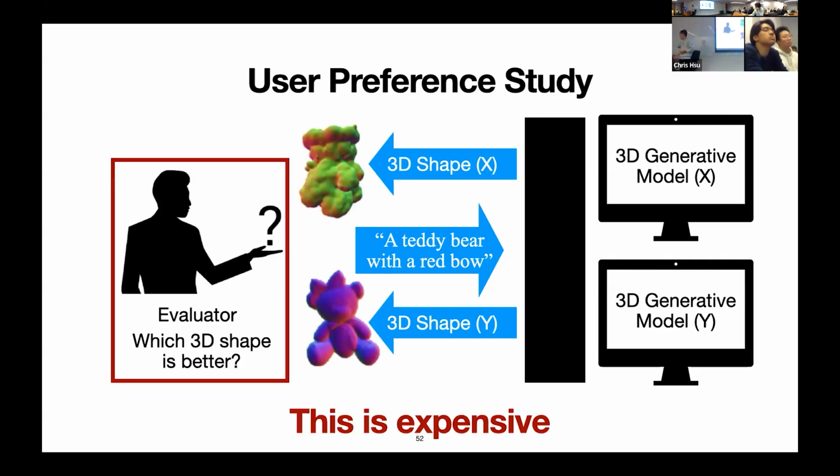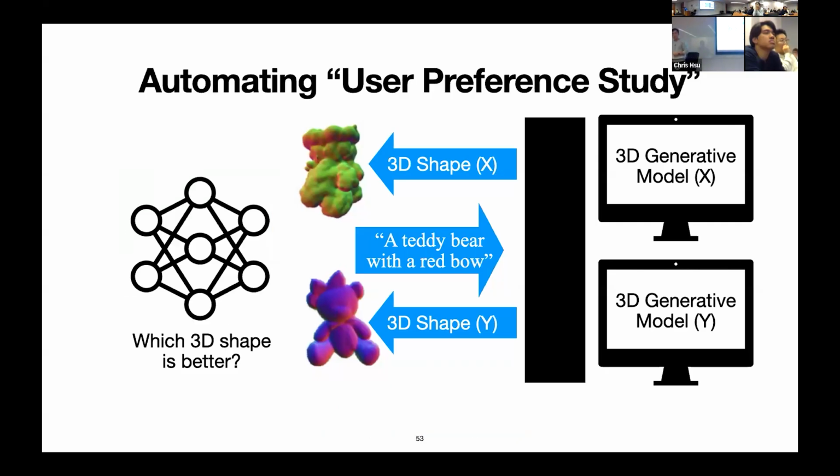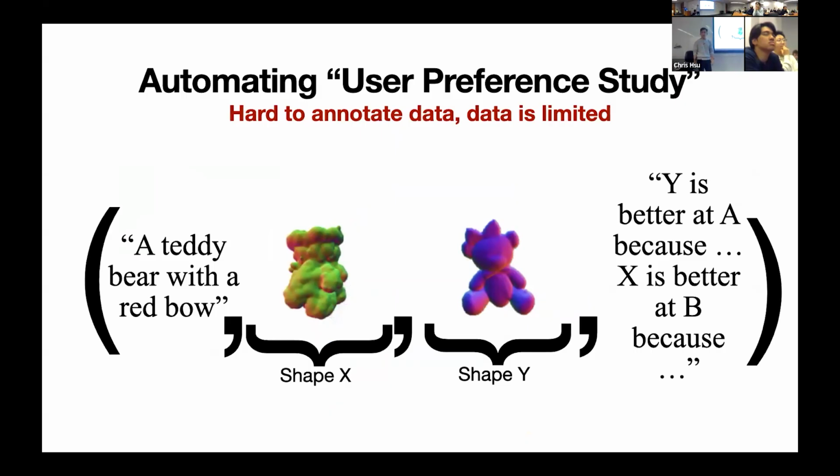We need to do this a lot of times in order to get some stable statistics. So usually this is a very expensive process, and every paper needs to do that, which is a lot of manual labor. So I'm trying to ask the question: are we able to automate part of this process? Is there a way that we can potentially have machines answer some of these questions? It turns out it's very hard.